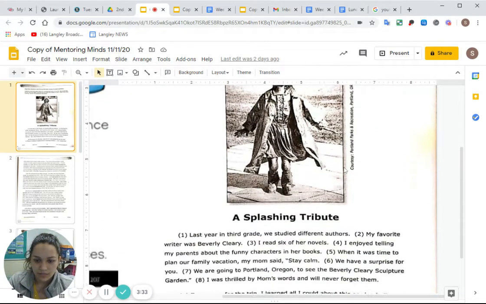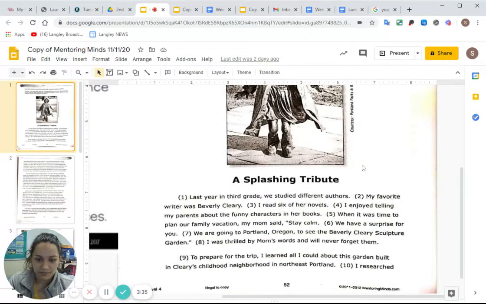It's called "A Splashing Tribute." Last year in third grade, we studied different authors. My favorite writer was Beverly Cleary. I read 6 of her novels. I enjoyed telling my parents about the funny characters in her books. When it was time to plan our family vacation, my mom said, "Stay calm. We have a surprise for you. We are going to Portland, Oregon to see the Beverly Cleary Sculpture Garden." I was thrilled by Mom's words and will never forget them.